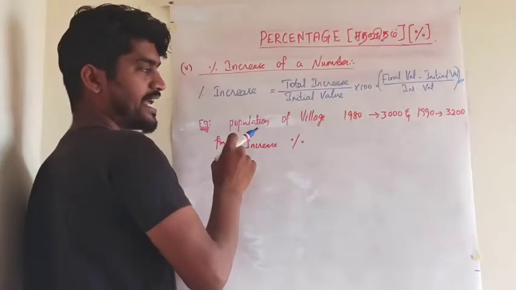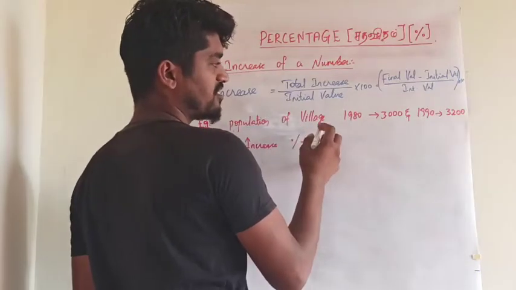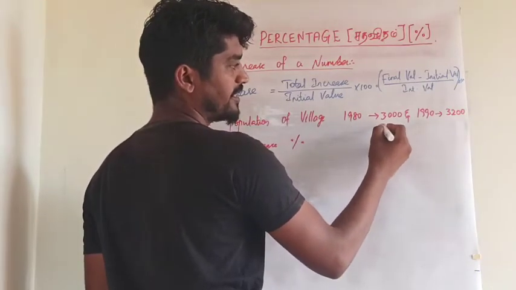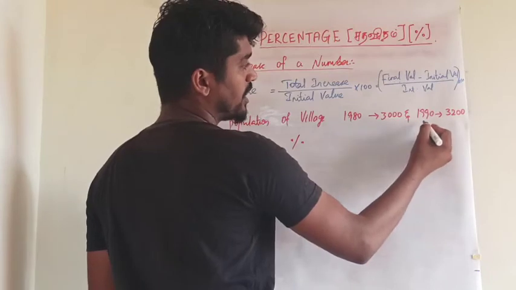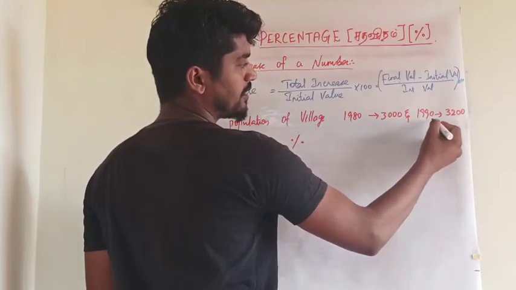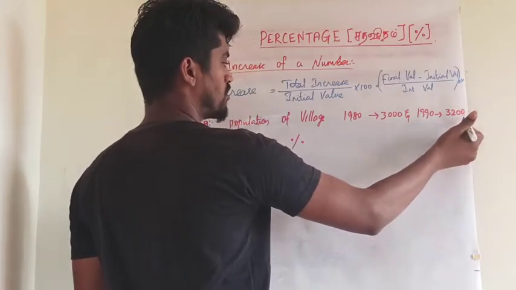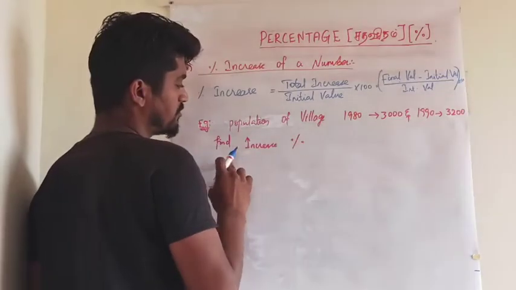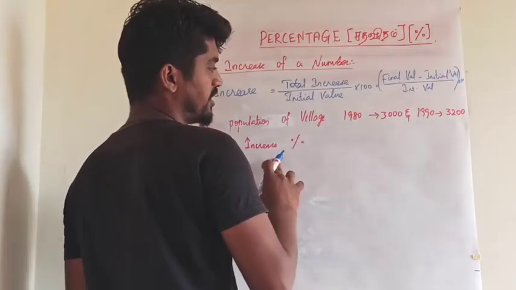We can go with an example. The population of a village in 1980 is equal to 3000 and in 1990 is 3200. We have to find the percentage of increase.